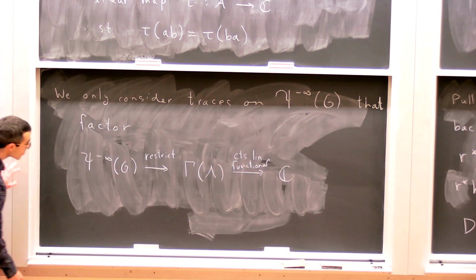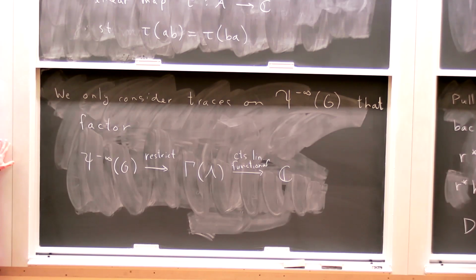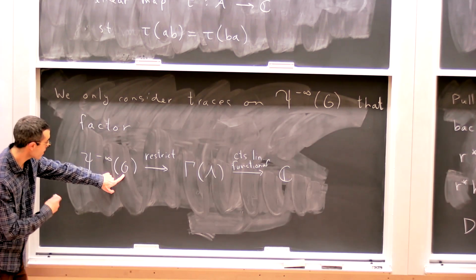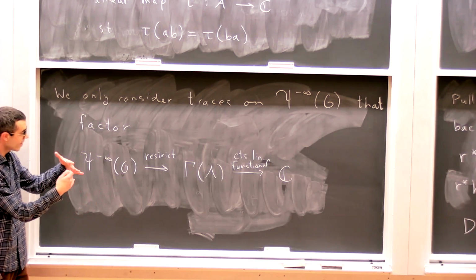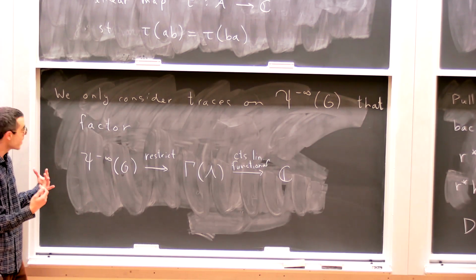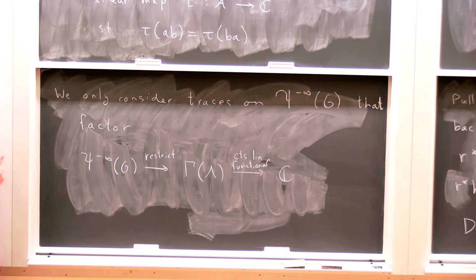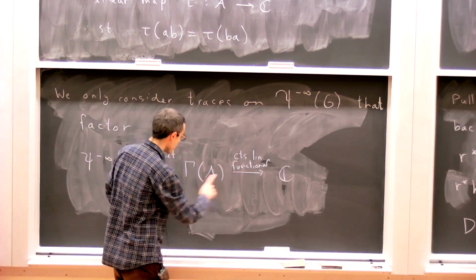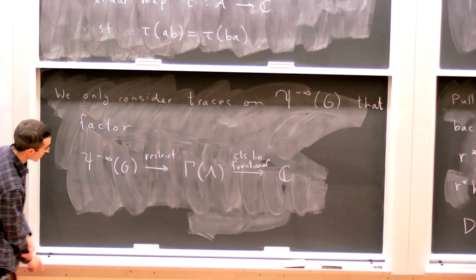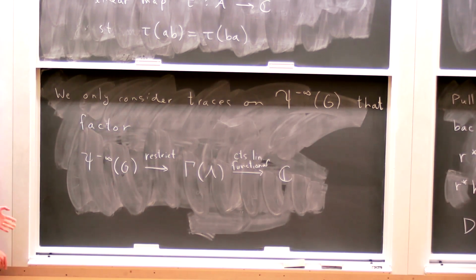Lambda is a bundle over M. Yeah, so this is something that lives over G. You restrict to M, and then the two 1/2s combine and give you a lambda, and you end up with a section of lambda. And then I want to consider only traces that have a factorization of this form. You could probably look at more general things, but this will be enough.